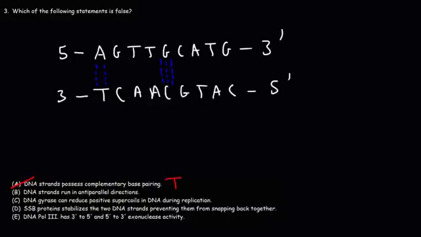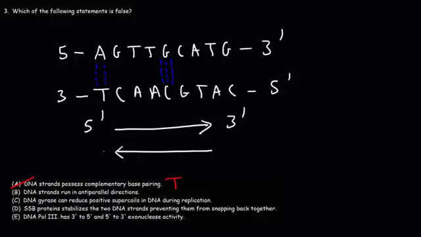Now, B, DNA strands run in anti-parallel directions. That's a true statement. If one strand goes in the 5-3 direction, the other strand is going to run in the opposite direction. So they're anti-parallel. Now looking at part C, DNA gyrase can reduce positive supercoils in DNA replication. That's also a true statement. Keep in mind, DNA gyrase falls in the category of topoisomerases.